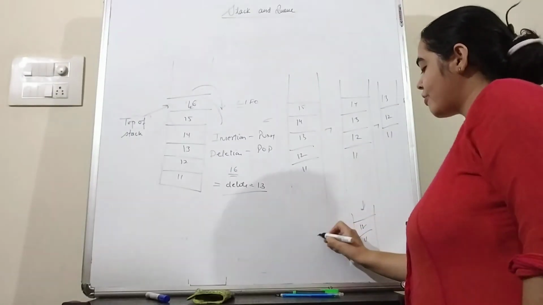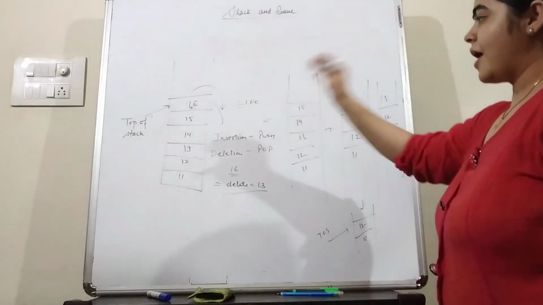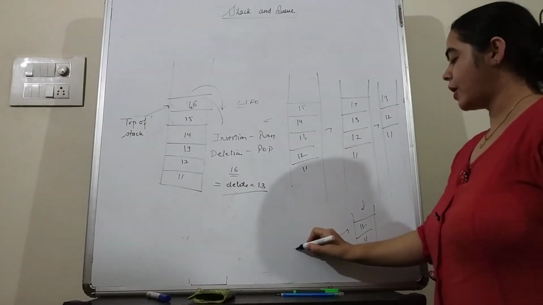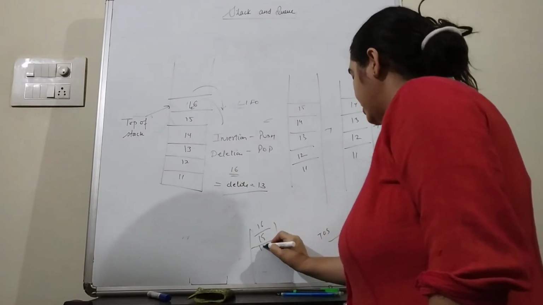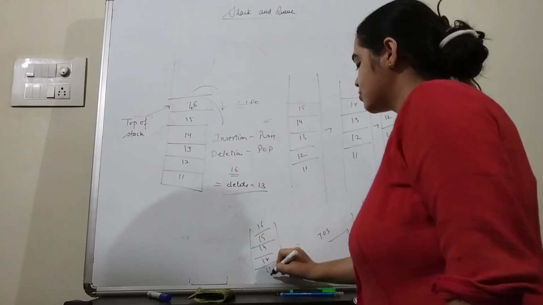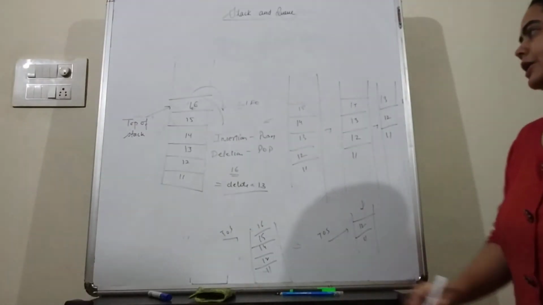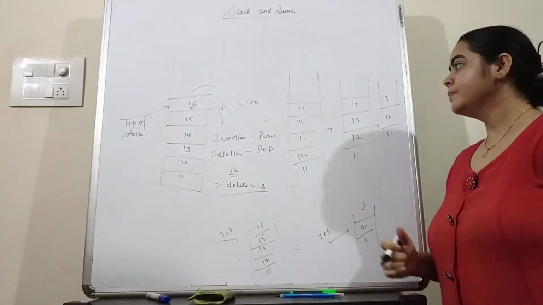So now the top of the stack is 12. Now again we have to insert 14, 15 and 16 from the top of the stack. So final values are 16, 15, 14, 12 and 11. So now the top of the stack is at the 16th data element. So this is how we can insert and delete the data elements into the stack.